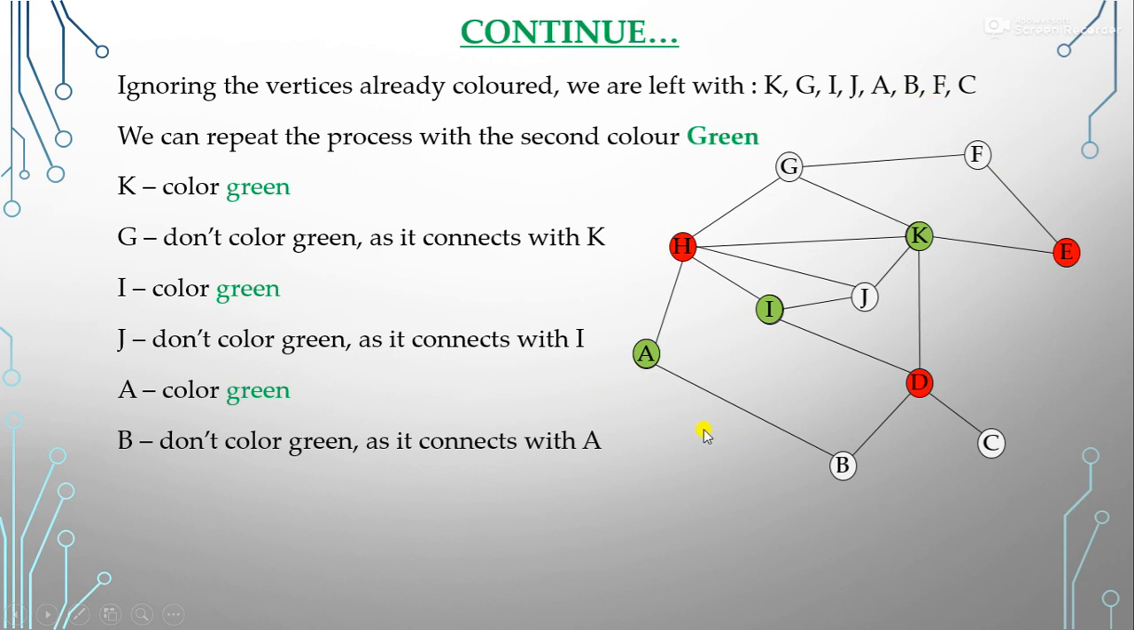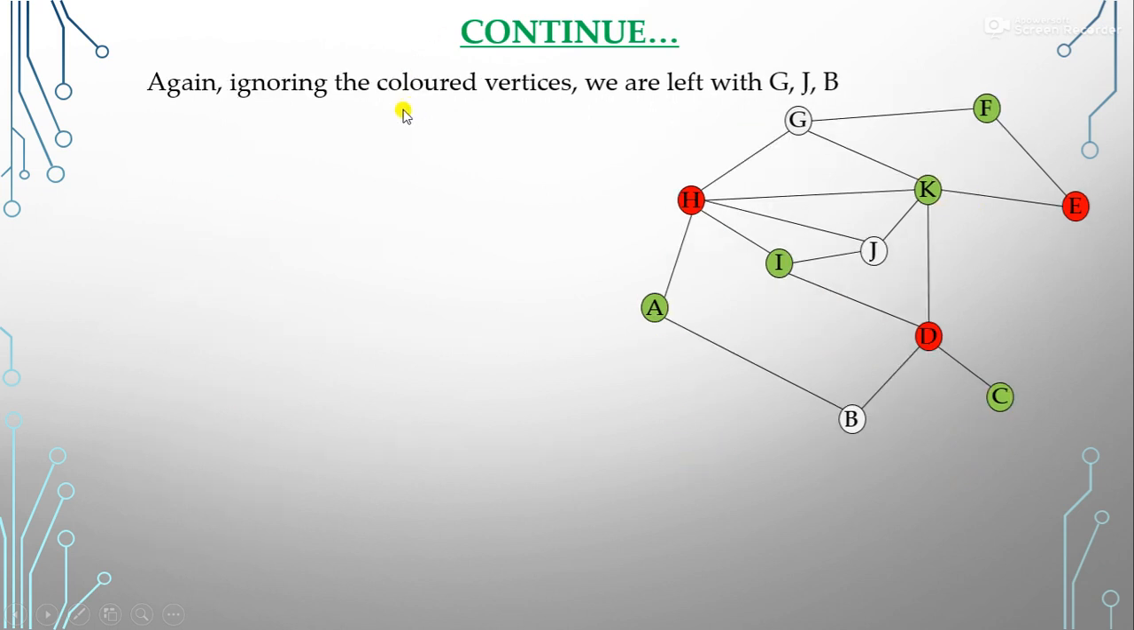After that F. Can we color F green? Yes, because it is not connected to K. So we color F green. C, can we color C green? Yes, because it is also not connected to any green vertex. So we color C green. Right? Now this color is completed. Next, again we ignore all those which are already colored. So remaining we have G, J, B. Now we color these vertices.